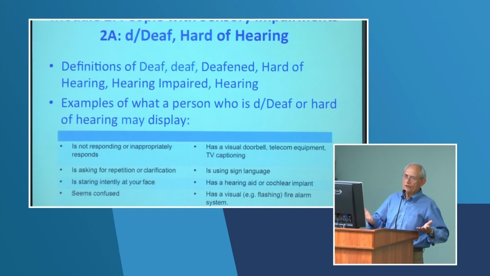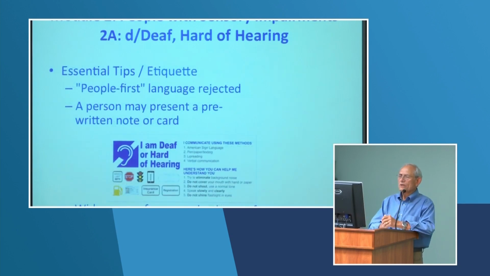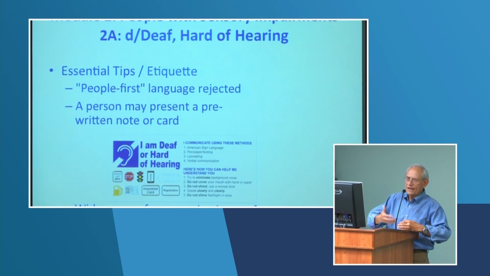So look for other cues, like do they have a visual doorbell, flashing light doorbell? Do they have telecom equipment, TV captioning? Are they using sign language? Do they have a hearing aid? You can ask them if they have a cochlear implant. You won't know that right off the bat. But also they have visual fire alarm systems often. All cues.